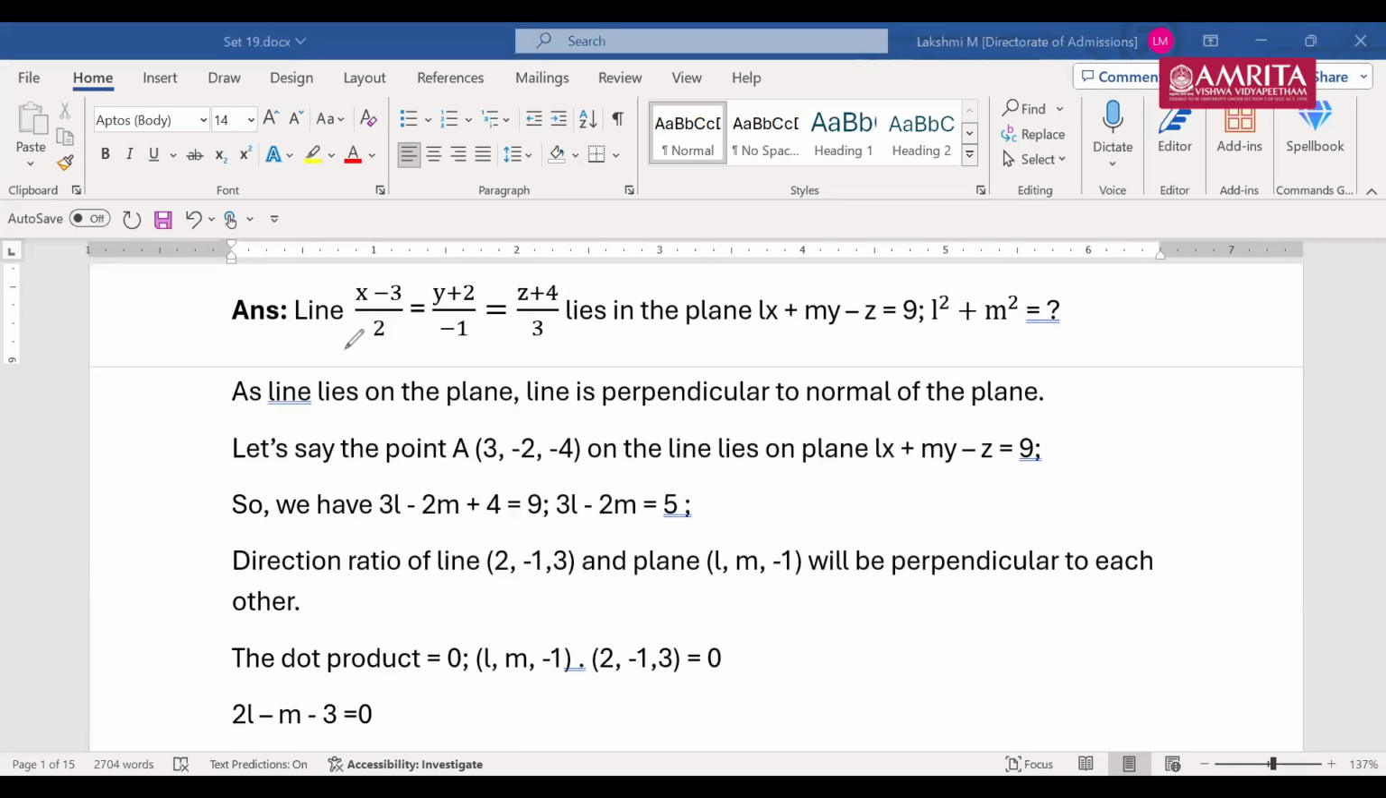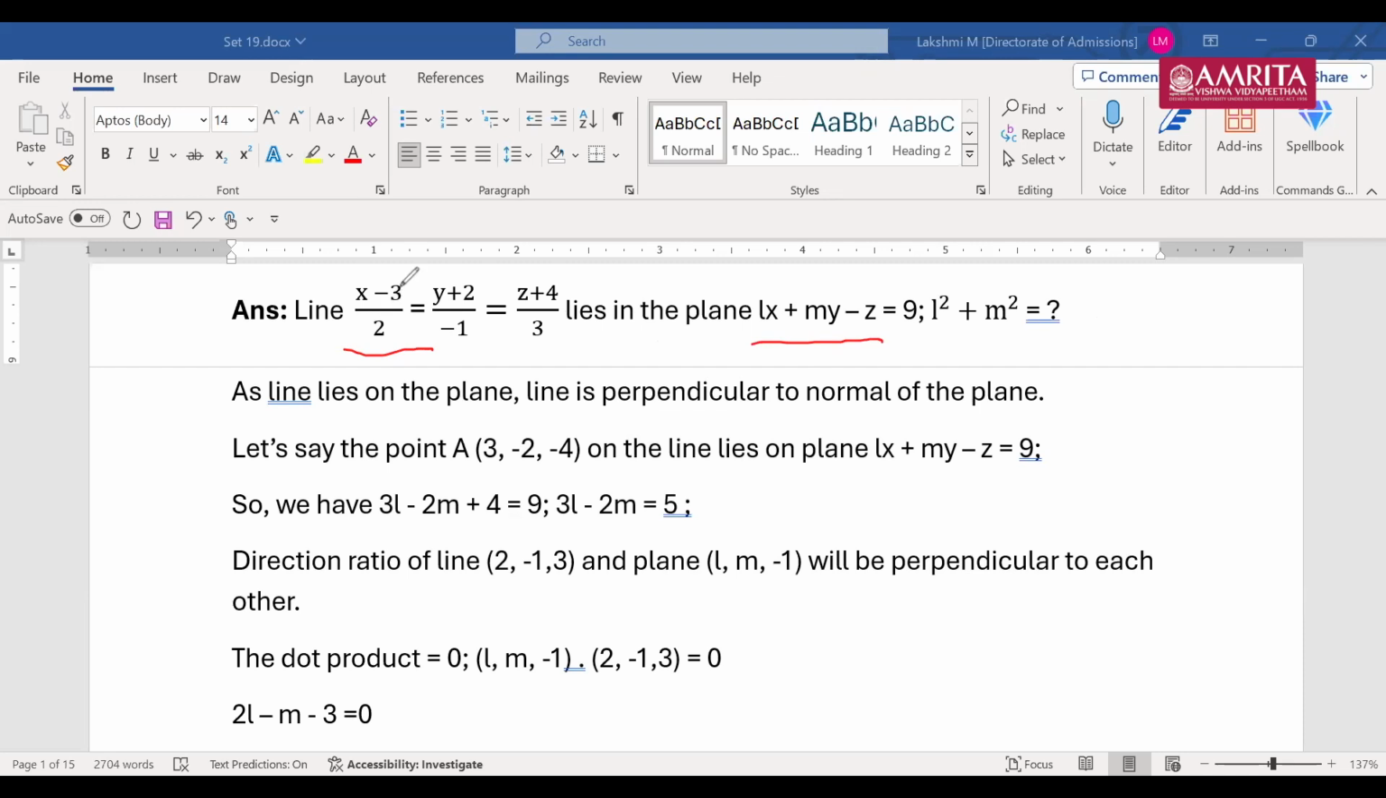So this is the question: what is the equation of the line? It's already lying in the plane that is given. When this line lies in the plane, there is a chance that the line is perpendicular to the normal of the plane. Same concept we are going to use here.